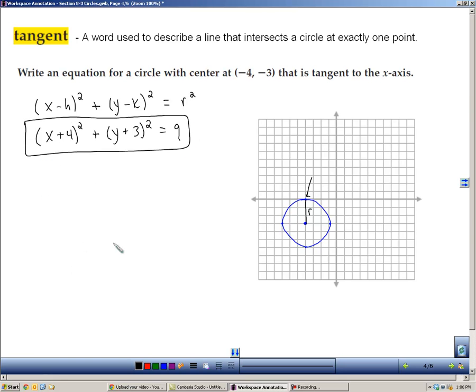So this is the equation of a circle that has center at -4, -3 and is tangent to the x-axis.